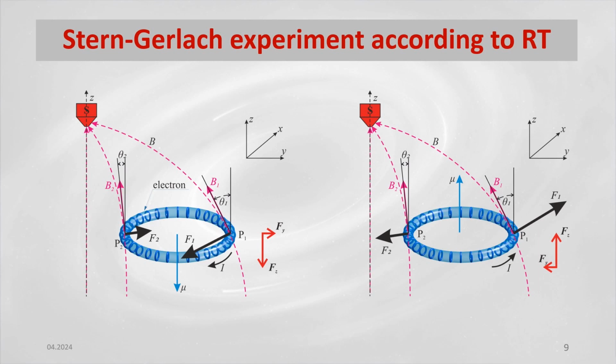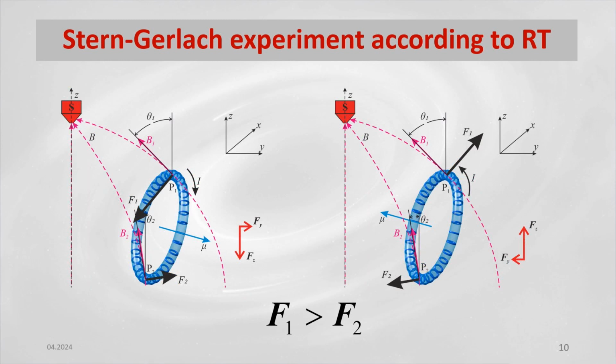Since the force exerted by the magnetic field on the ring of the electron is a function of the theta angle, the force F1 in the z-axis will always be greater than the force F2. For atoms outside the axis of an inhomogeneous magnetic field, with different rotations of the plane of the current loop of the electron, the same rules of force distribution in the z and y-axis apply.